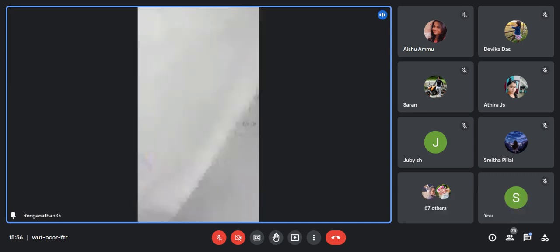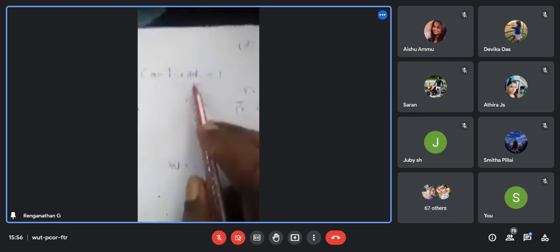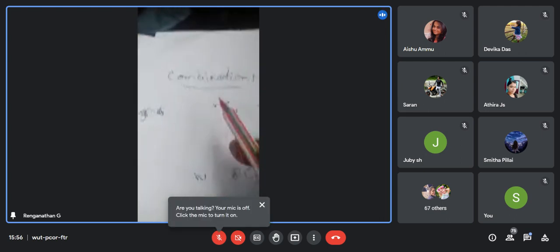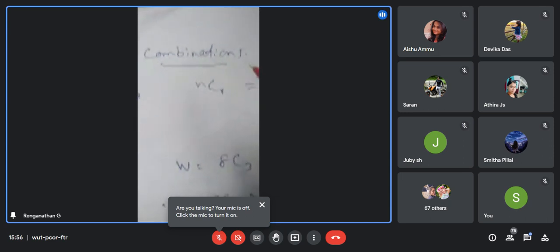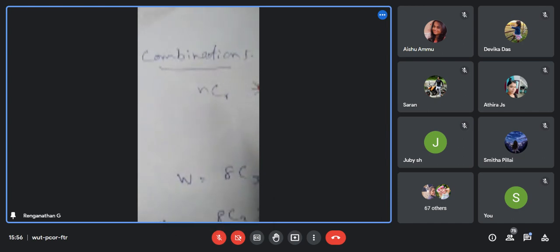So that is related to permutation. And now we enter into the topic of combination. What is combination? When there exists a combination of several permutations, that is what we commonly call a combination.